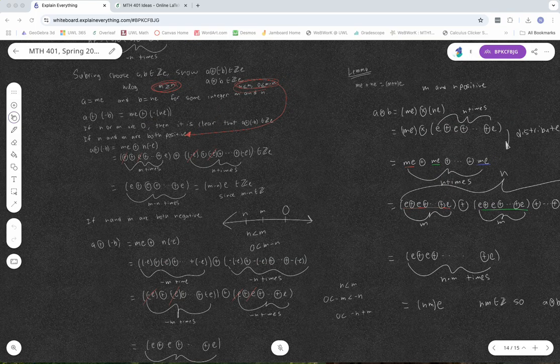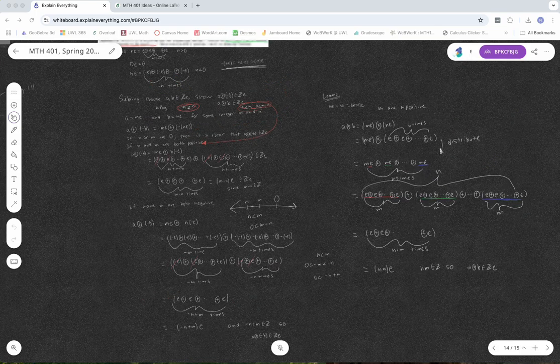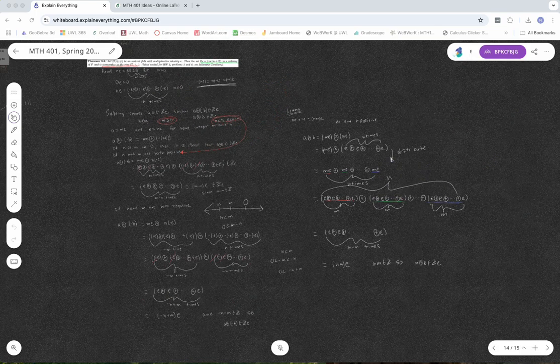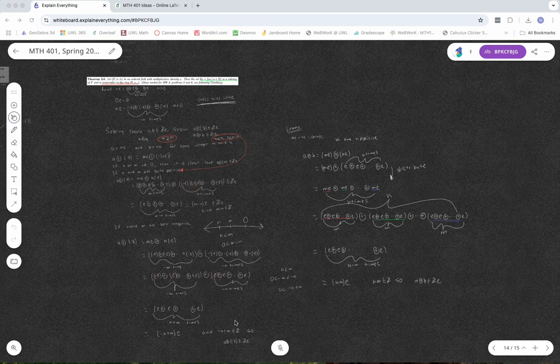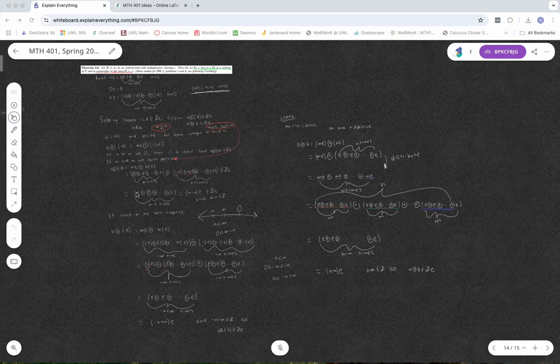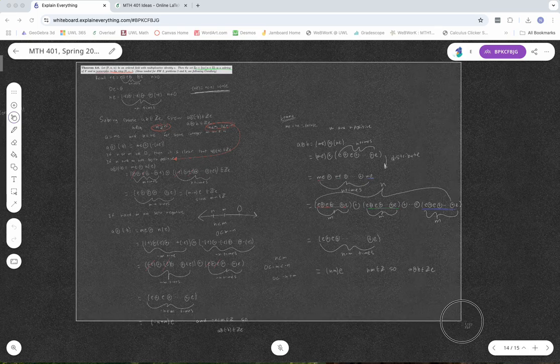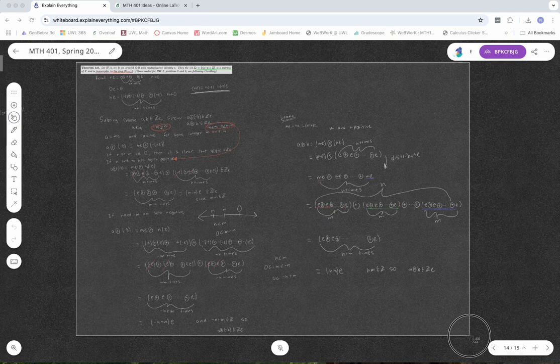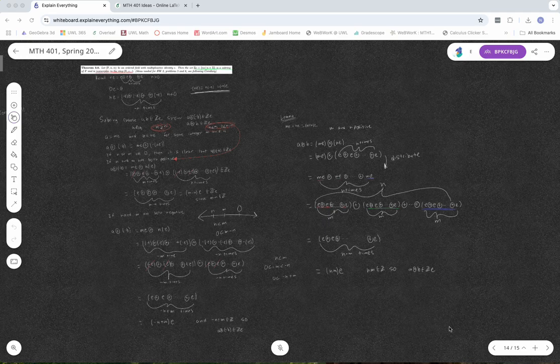Right, so this is the idea. This is the scratch work to show that it's a subring. That's just the first part. I don't know if taking a picture of this is even useful, but we will.